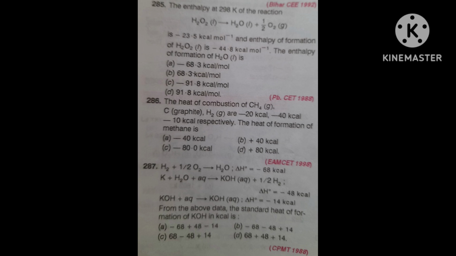H2 plus half O2 gives H2O, and delta H value is equal to minus 68 kilocalorie. Second, K plus H2O aqueous gives KOH aqueous plus half H2 gas, and standard delta H value is equal to minus 48 kilocalorie. Third, KOH solid plus aqueous gives KOH aqueous, and standard delta H value is equal to minus 14 kilocalorie.